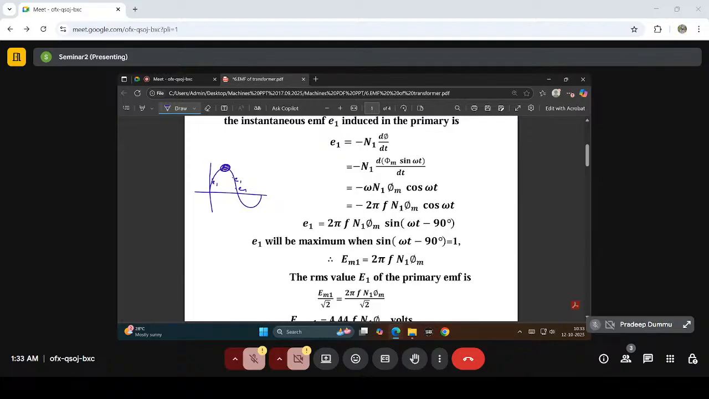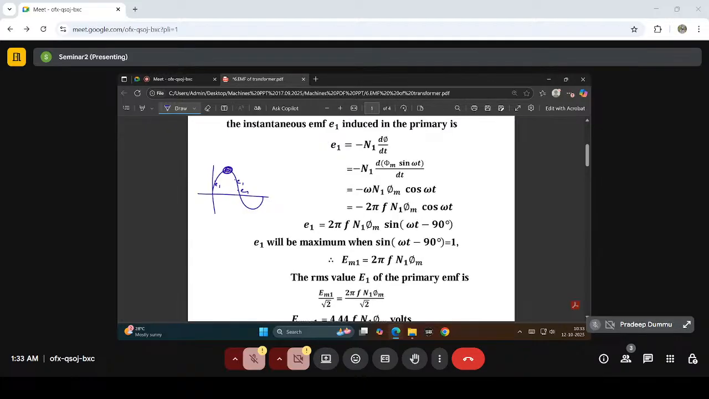E1 becomes E max 1. What is the condition? Sin omega t minus 90 is equal to 1. Then only it will reach, at 90 degrees. So this is called the maximum value.